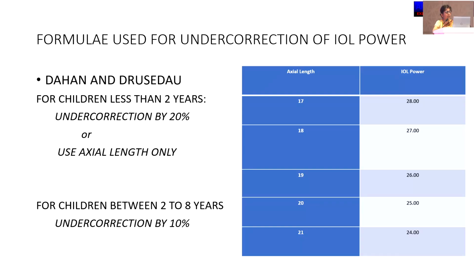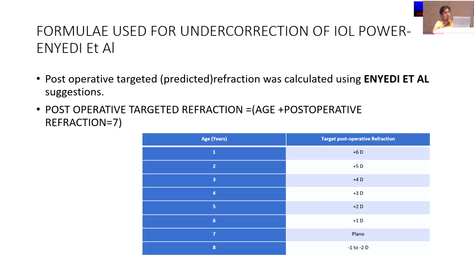So we followed this formula by Dahan and Drusedau: for children less than 2 years, undercorrection by 20%, using the axial length only, and for children between 2 to 8 years, undercorrection by 10%, based on the axial length. And we also incorporated this target post-op refraction using the formula by Enyedi et al. So these tables show that for 1 year we targeted a post-op refraction of +6, and similarly according to the age group the refraction was targeted.